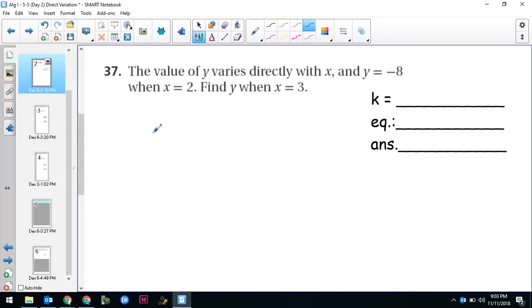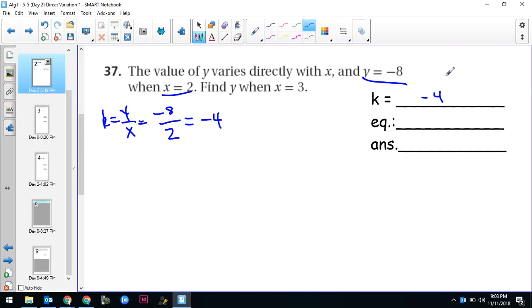Another thing that we learned on Thursday/Friday is that k is equal to y divided by x, right? K is equal to y divided by x. So if I give you an ordered pair like this one here, I know that I can take k is negative 8 divided by 2, y over x. So this ends up being negative 4. So my k value is negative 4.